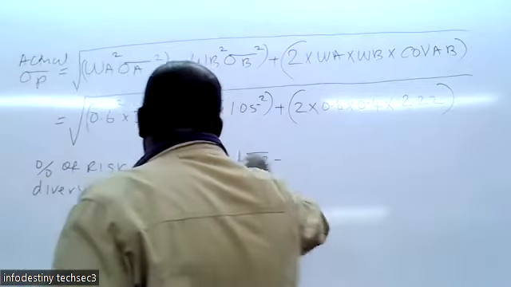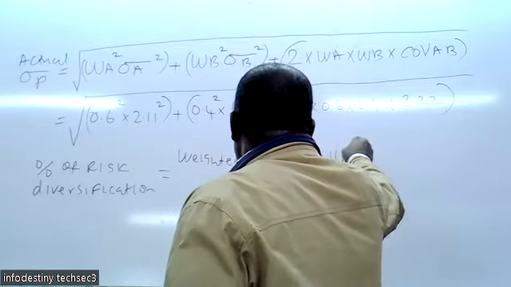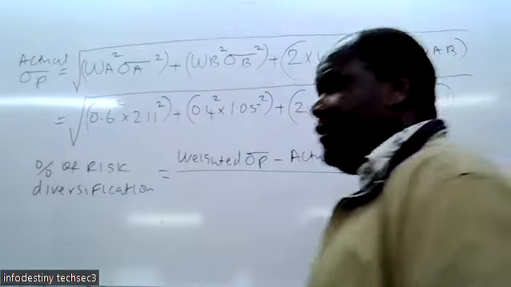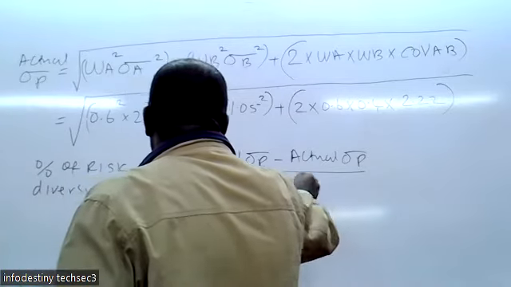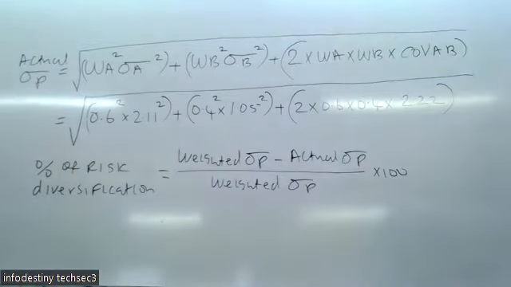weighted standard deviation of the portfolio. We subtract the actual standard deviation of the portfolio. Then you also divide by the weighted standard deviation for the portfolio. Then you express it as a percentage. When you want to compute percentage of the risk diversification or minimization, you come up with the weighted standard deviation minus the actual standard deviation.